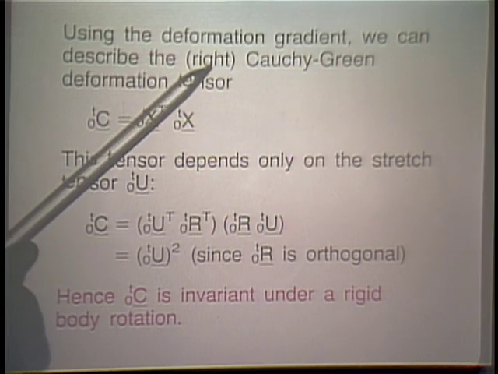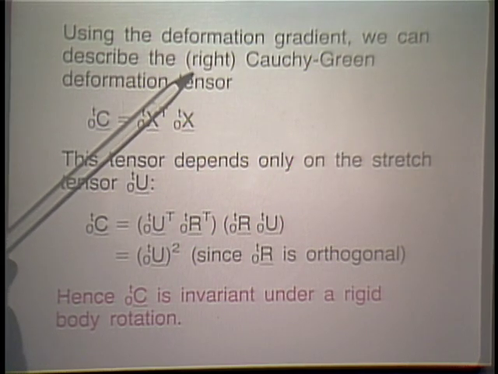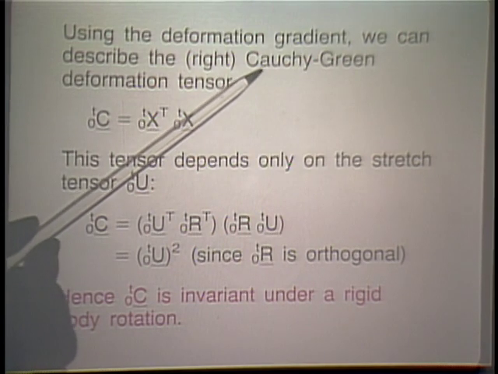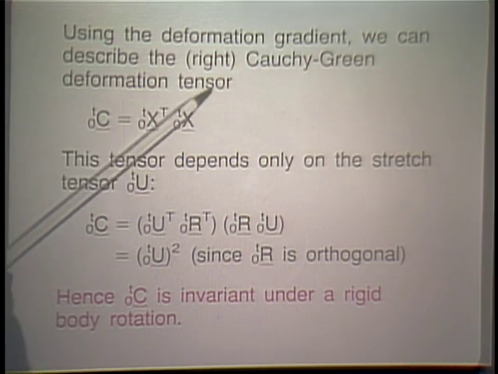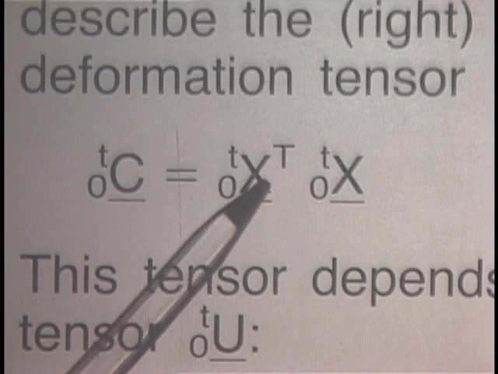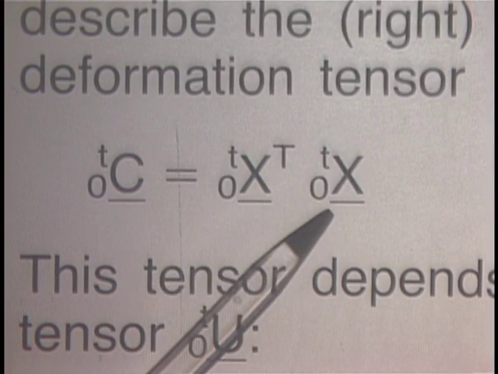Using the deformation gradient, we can define a Cauchy-Green deformation tensor. It is the right Cauchy-Green deformation tensor. There is also a left Cauchy-Green deformation tensor, which, however, we will not be using. So when I talk about the Cauchy-Green deformation tensor, I really mean the right Cauchy-Green deformation tensor. And it's defined as shown here. We take the deformation gradient transposed times the deformation gradient.